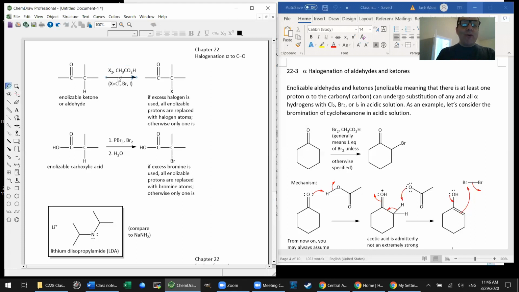But with chlorine, bromine, or iodine, using acetic acid as a solvent, you will replace one of these enolizable protons with a halogen, if there's more than one such proton, in the presence of just one equivalent of the halogen. And it should say one way or the other, I would think. Watch OWL very carefully, as always. If there's more than one enolizable hydrogen, and you use an excess of the halogen, in other words, enough mole equivalents of the halogen to replace all of those hydrogens, then you will indeed replace all such hydrogens with the halogen.